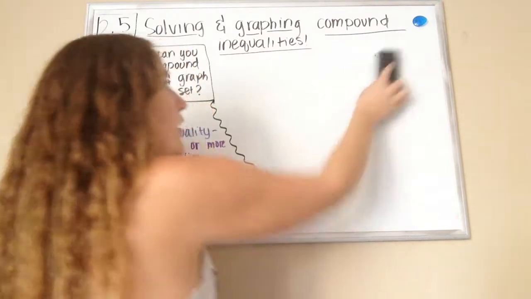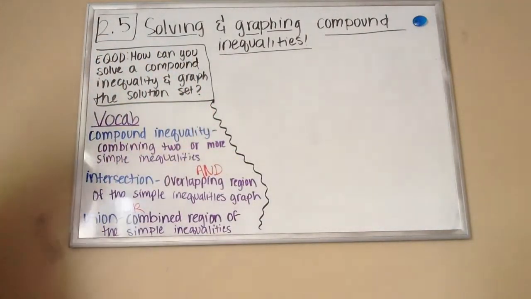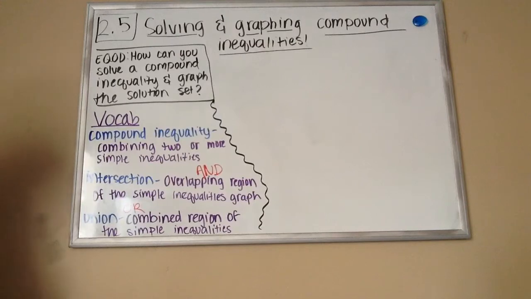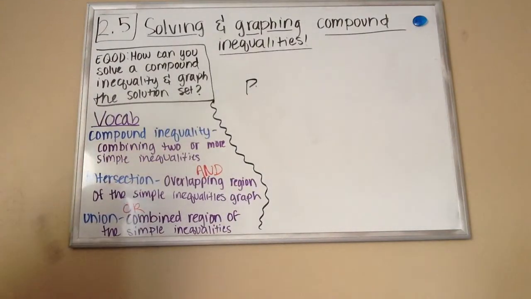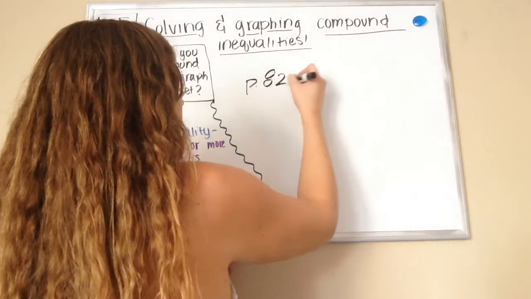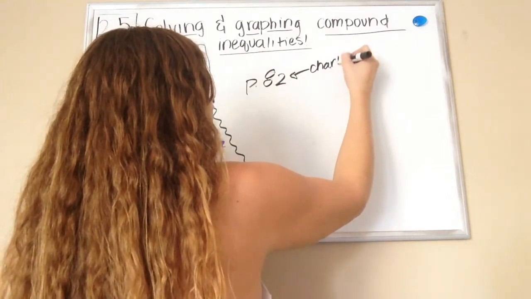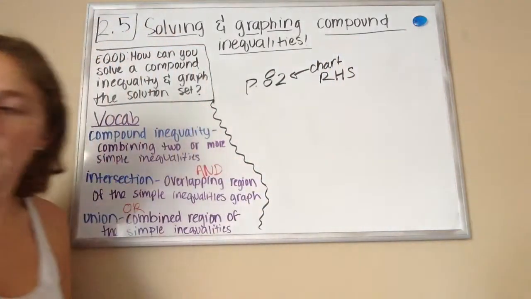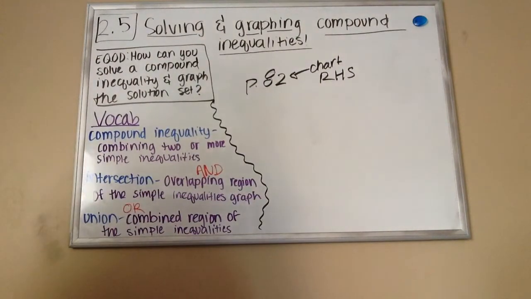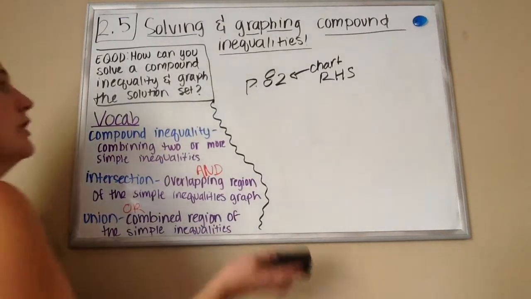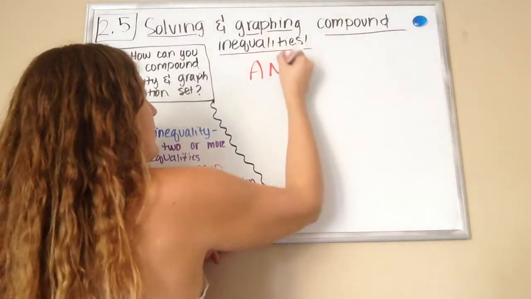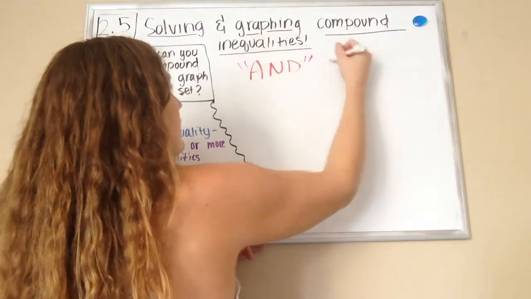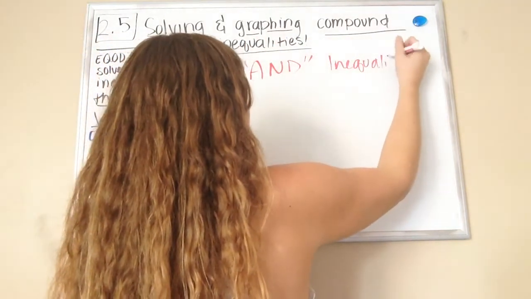Okay, if you're back, I'm assuming you've already completed those graphs and you're ready to move on to the complex inequalities. So the first thing that we're going to do is cut out a chart, which is on page 82. There's a chart at the top of the page, and you're going to paste this chart on the right-hand side. This chart is right under the solving compound inequalities involving AND. So I'm going to title our next section AND inequalities. And we're going to look at those first.